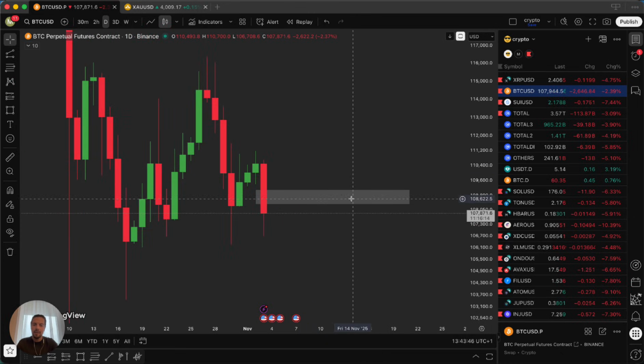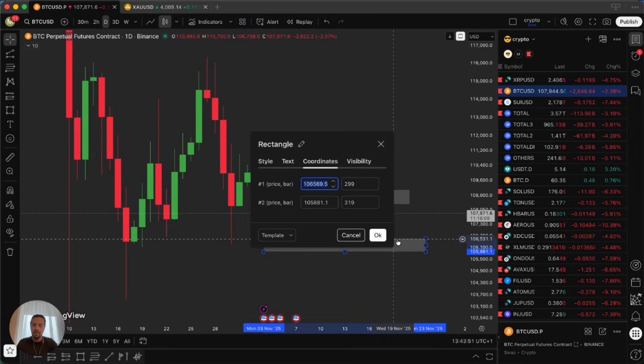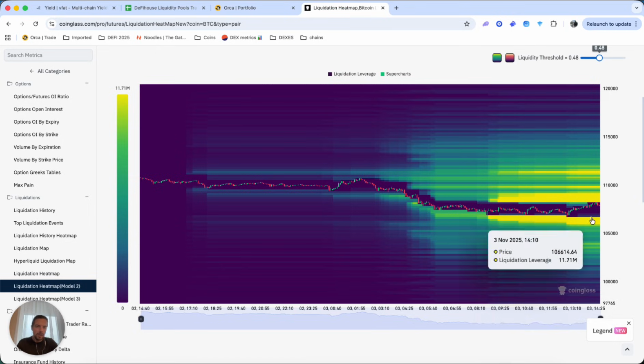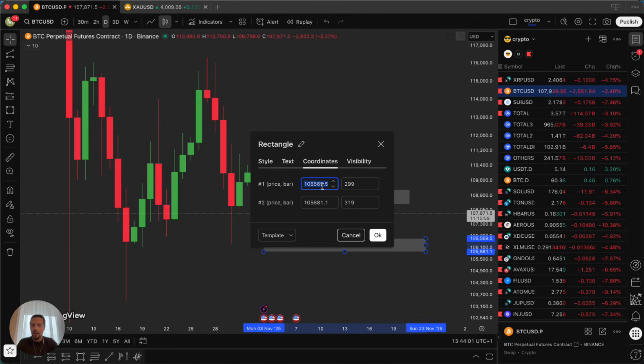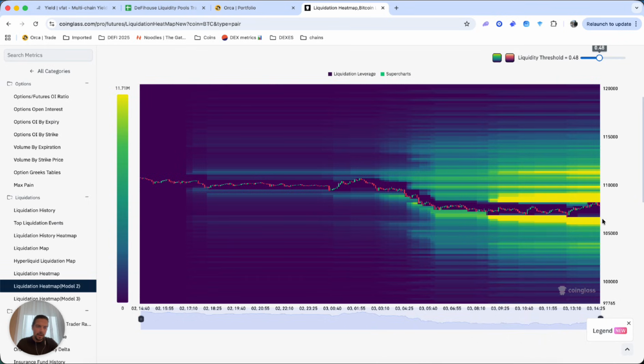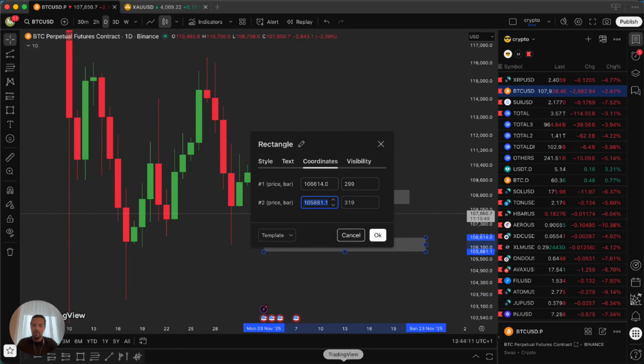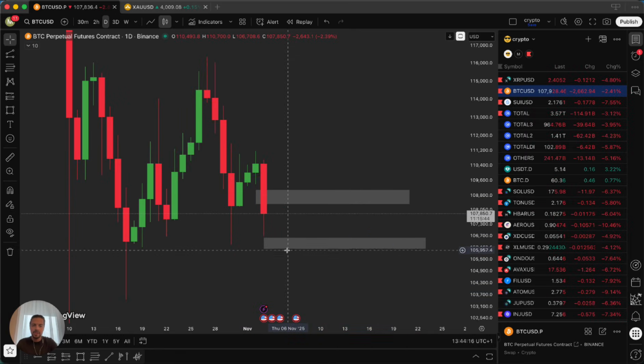Okay, then we want to add another one, just a random area. Double click, coordinates. Now we want to mark the bottom one, so the upper will be 106,614. And then the bottom edge 106,037, just like that. So this is the current price, okay, from that lower region.